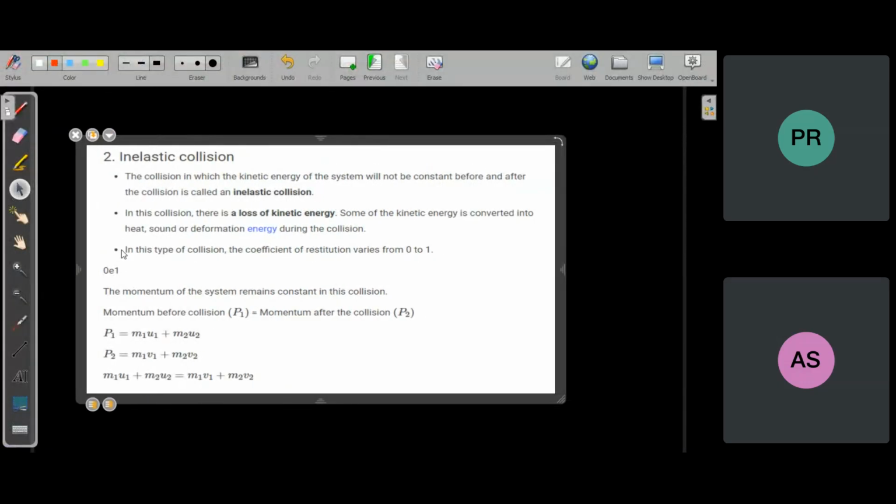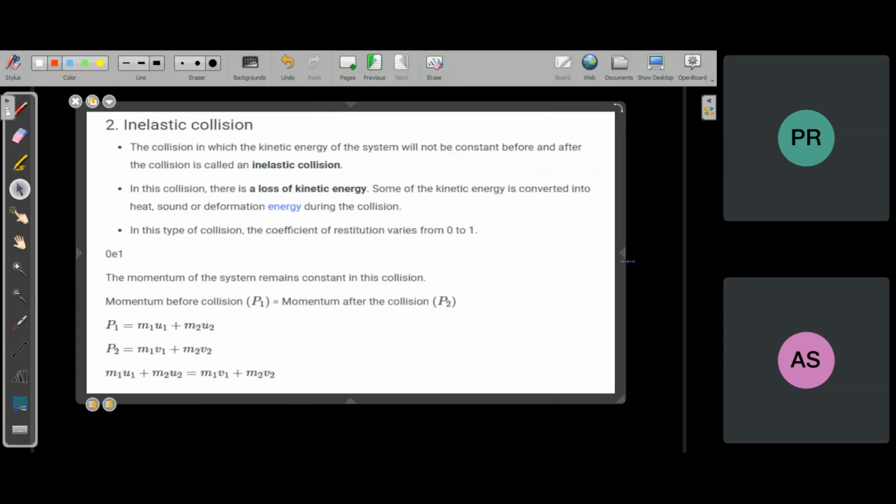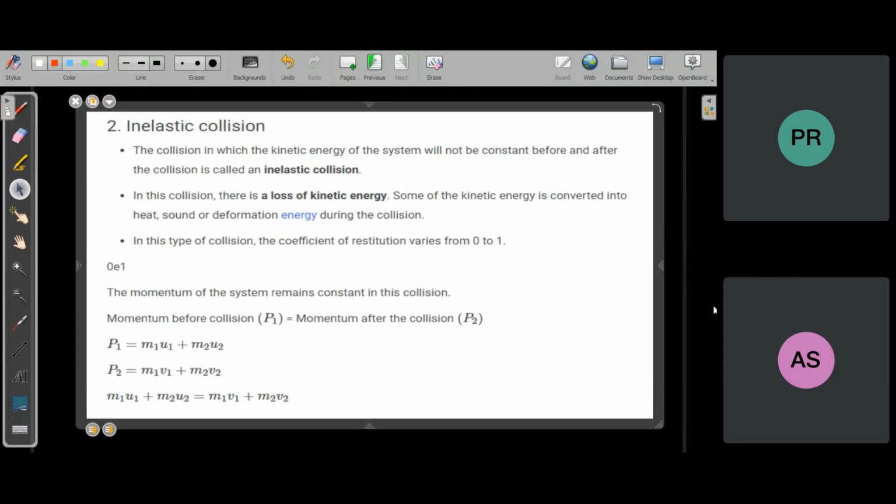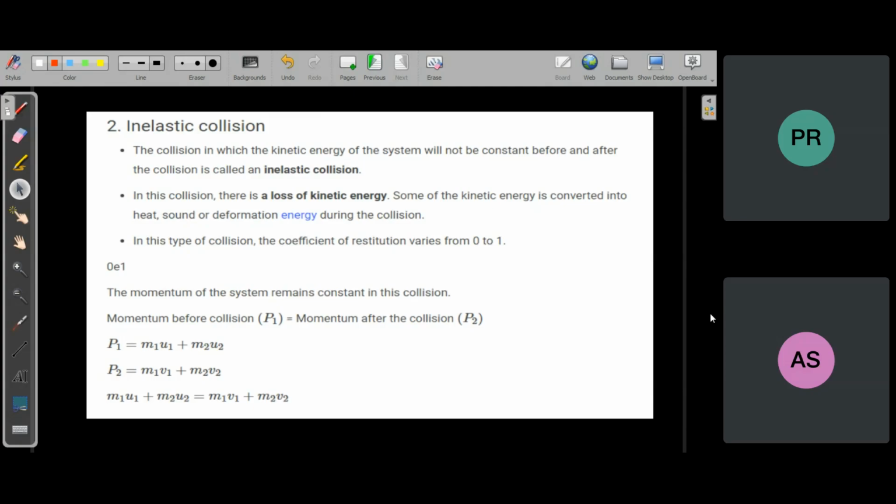Now we will go to another extreme. I think they are not talking about perfectly inelastic; now they are talking about inelastic collision. When we say inelastic collision, inelastic means that it is not perfectly elastic. And when we say perfectly inelastic, that is a different, third case. So now we are talking about inelastic collision.